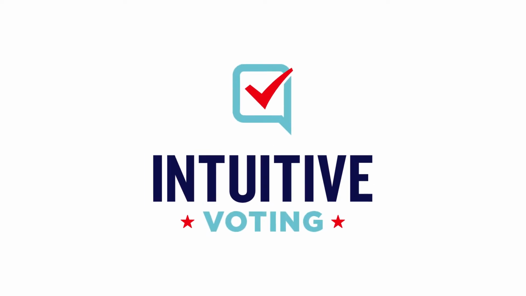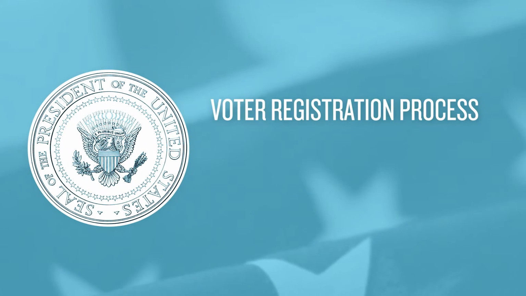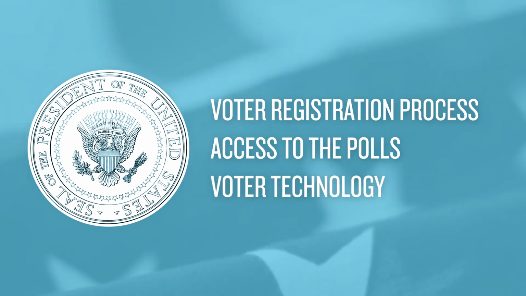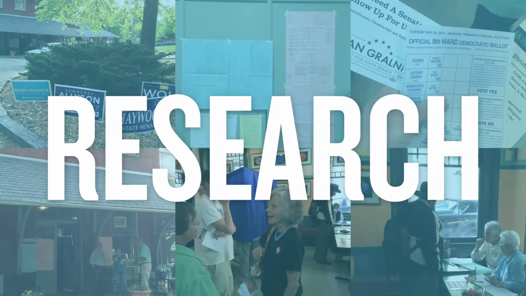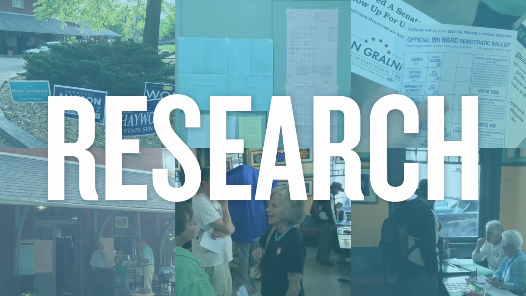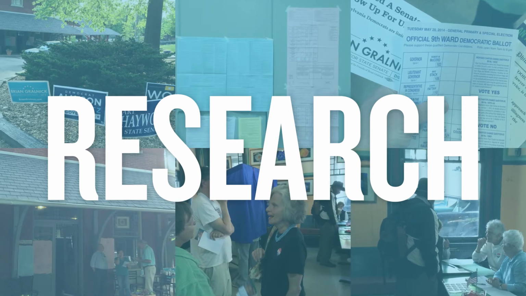In 2014, the Presidential Commission on Election Administration issued a report calling for a modernization of the voter registration process, improved access to the polls, and enhanced voter technology. Based on these needs, the Intuitive Voting team conducted research to identify voter needs through user interviews and contextual observations during the primary elections in the spring of 2014.